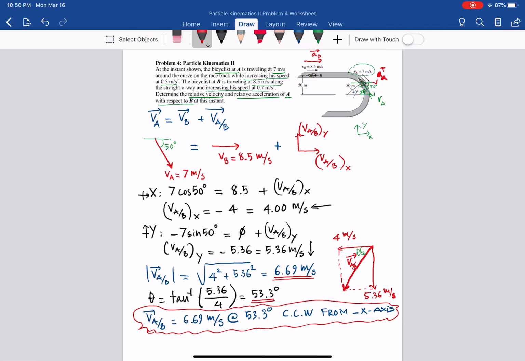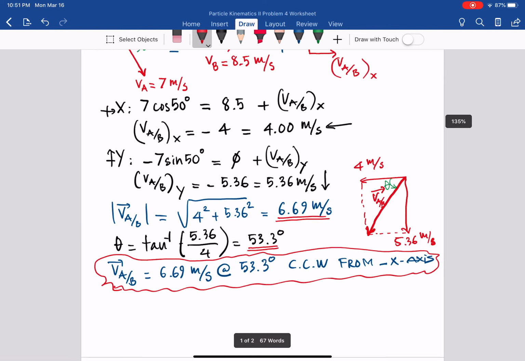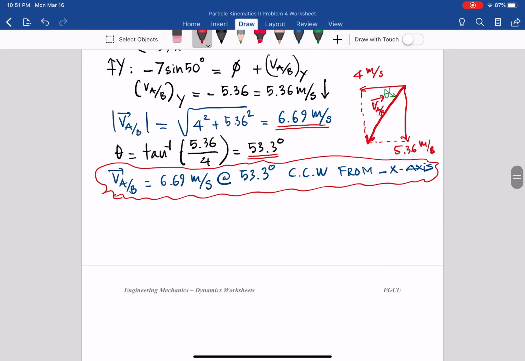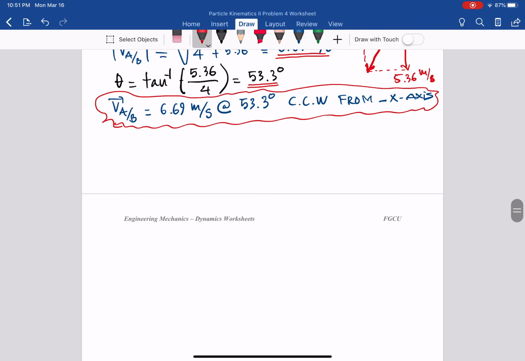So this is a continuation of problem 4, practical kinematics 2, and we solve the second part of the problem, which is the relative acceleration of A with respect to B at this instant. So we can start writing the equation: A_A equal to A_B plus A_A relative to B.